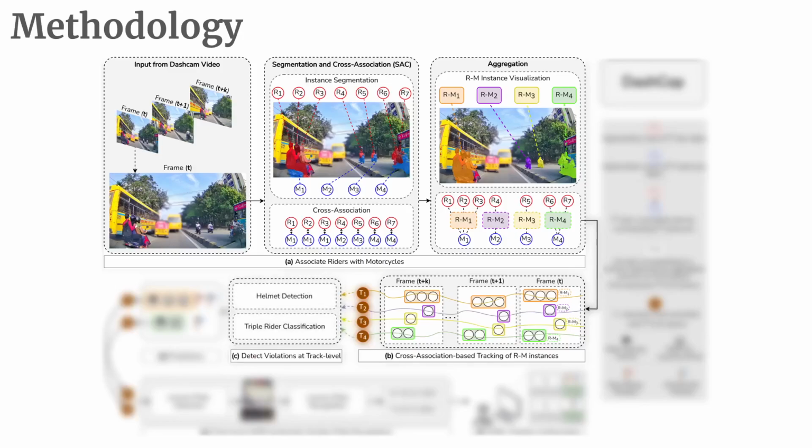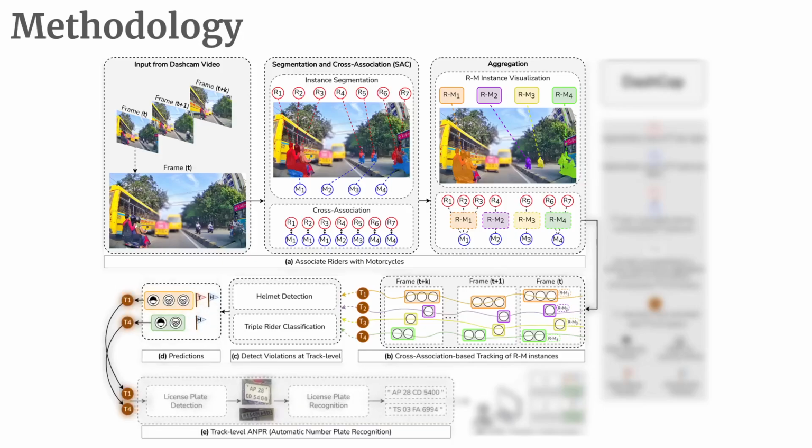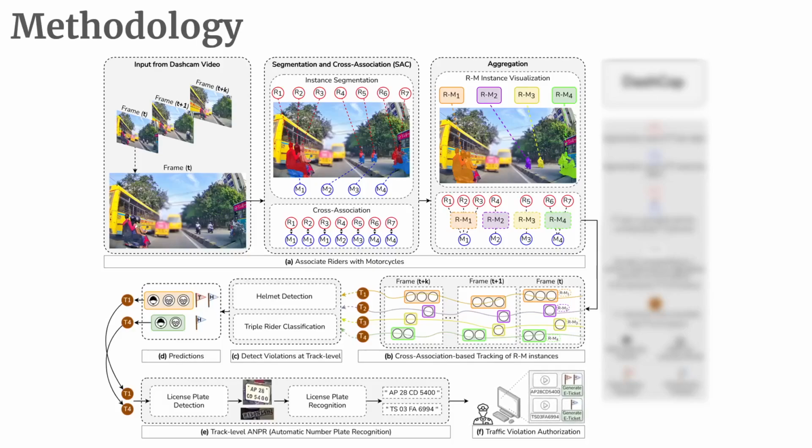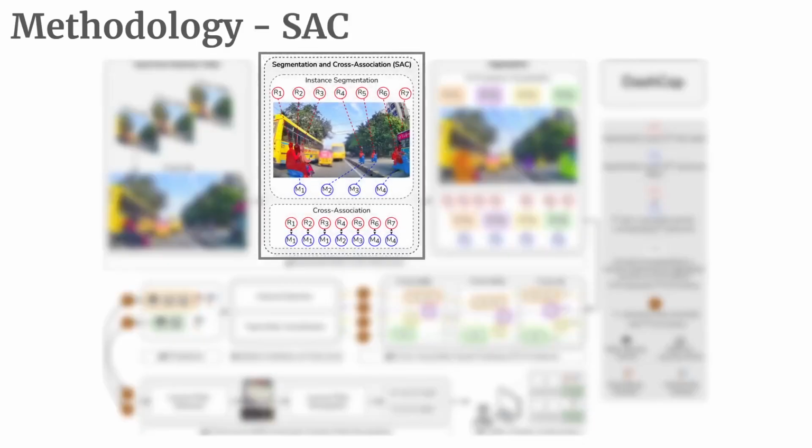Each tracked RM instance is then processed to detect potential traffic violations. The tracks with detected traffic violations are further processed by the ANPR module. Finally, the generated e-ticket is made available to traffic authorities for verification. Let's take a closer look at our SAC module. While traditional approaches treat riders and motorcycles independently, SAC's mechanism explicitly models their relationship. Let's walk through how this works.